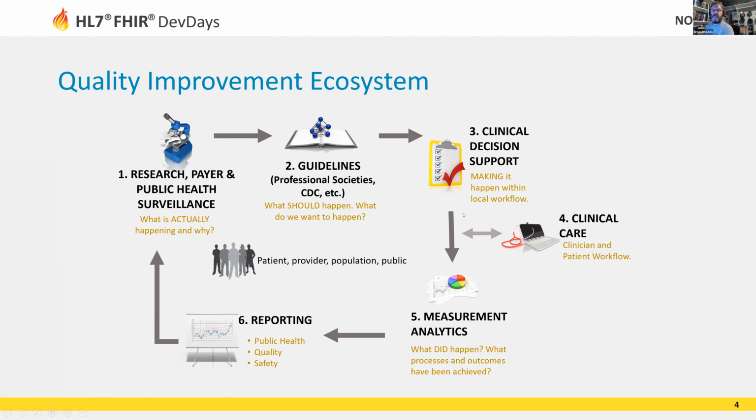Those best practices then are turned into decision support, making it happen within a local workflow, and those are ideally applied as part of clinician and patient workflow. Then we use measurement and analytics to understand what actually happened, what processes and outcomes have been achieved. We use public health and quality and safety reporting to provide that information back to agencies and interested parties. And ultimately that feeds back into the research, and ideally this is a continuous improvement cycle.